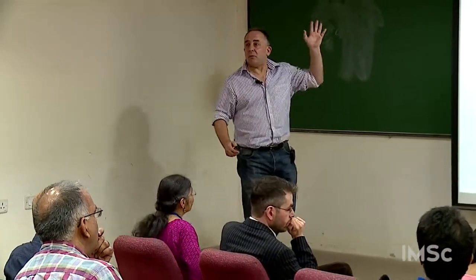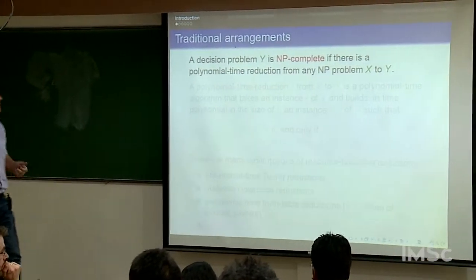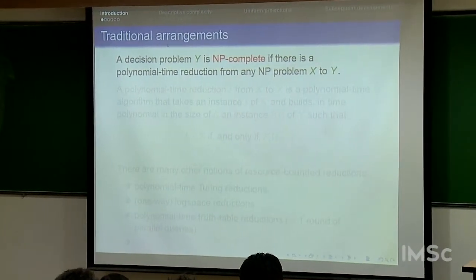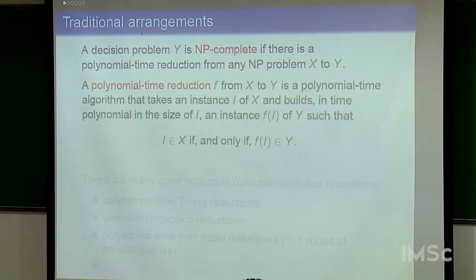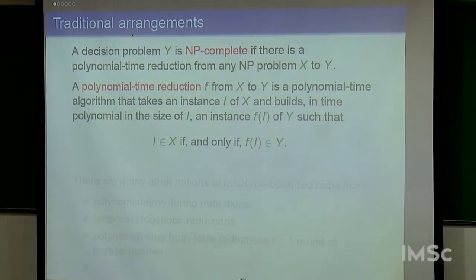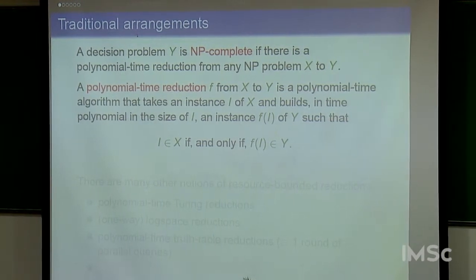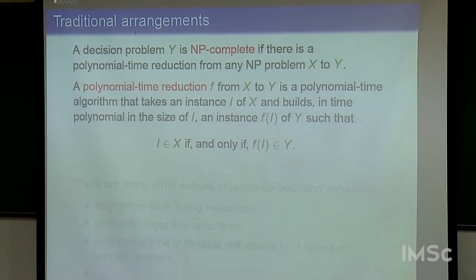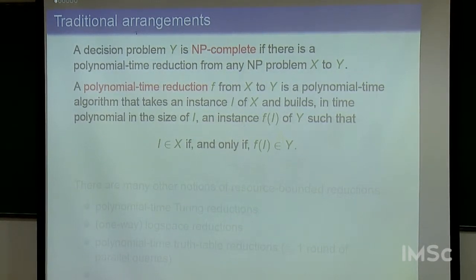Traditionally, of course, you all know the framework. We've got NP completeness via a decision problem. It's NP complete: a polynomial time reduction from any NP problem to that problem. Of course, a polynomial time reduction is, as you well know, an algorithm that runs in polynomial time where yes instances map to yes instances and no instances map to no instances.